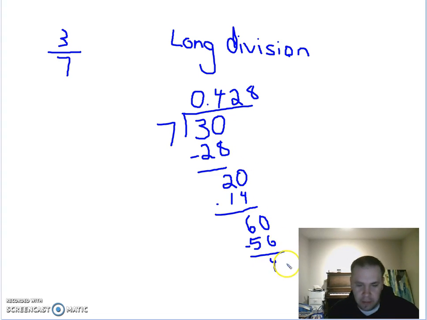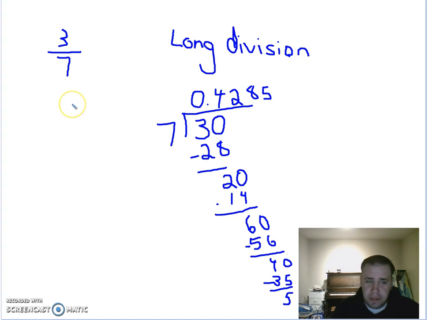And I'm just going to keep on going. See, 7 doesn't go into 4, so I'm going to make this a 40. 7 times 5 is 35. So on and so forth, until I get a 0. In this case, I'm not going to be able to get a 0. That's alright. I can just go to maybe 2 decimal places. So this is 0.4285, and it's going to go on. Alright, so that's how we can do that.